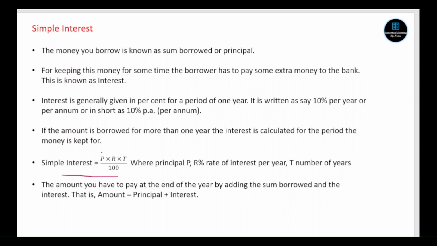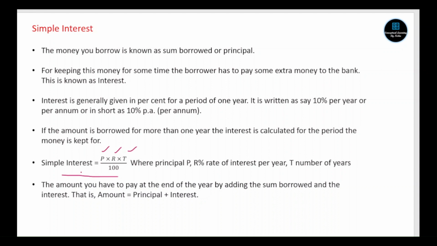Now what is P here? P is principal, R is the rate of interest per year, T is the number of years. So this is how you can find the simple interest. Simple interest is nothing but the interest you are getting for that particular period of time, per year or maybe per 6 months.